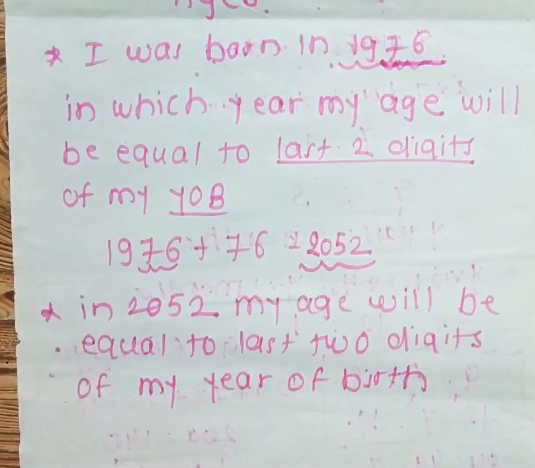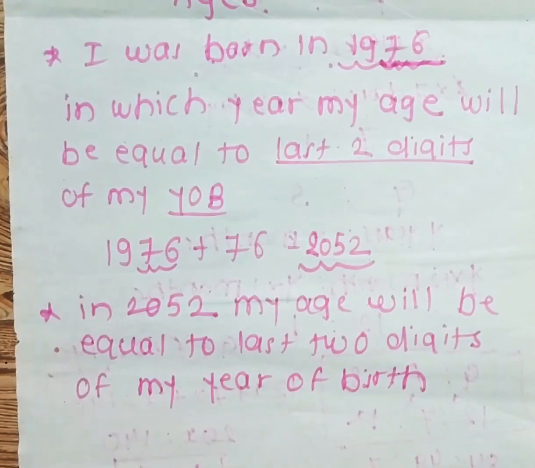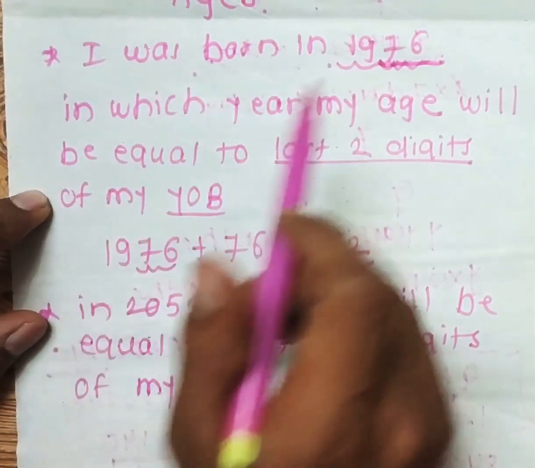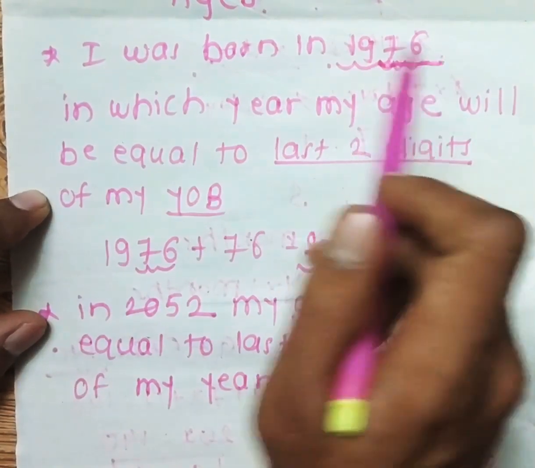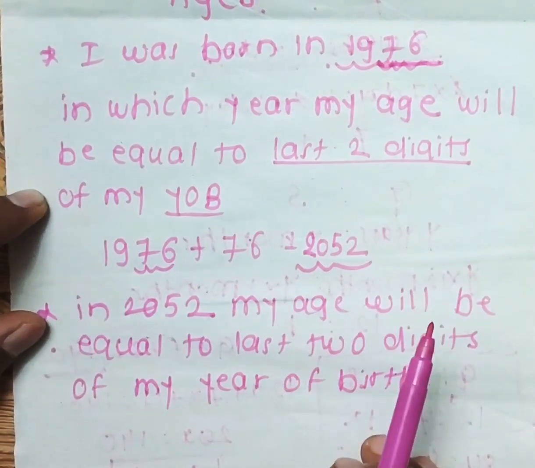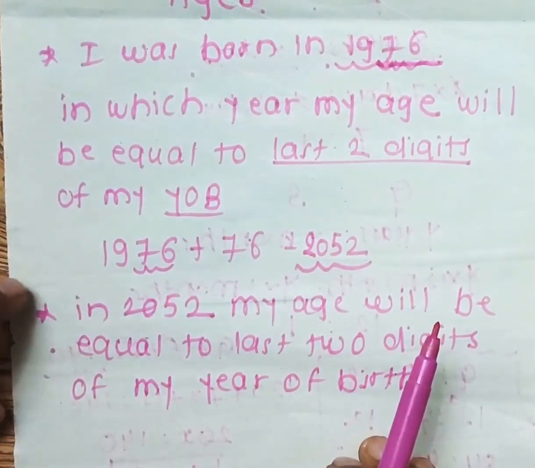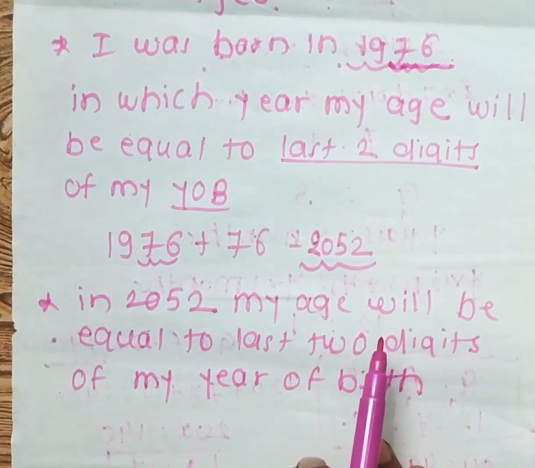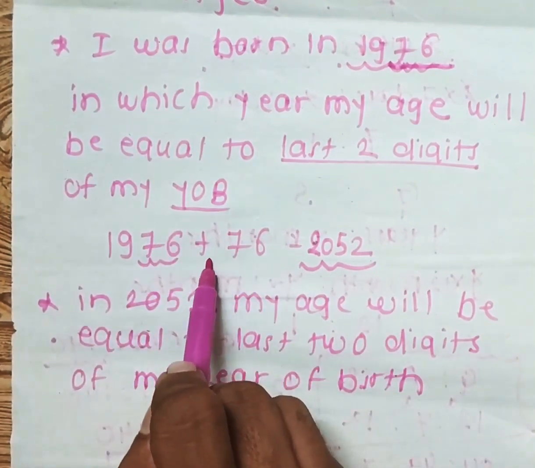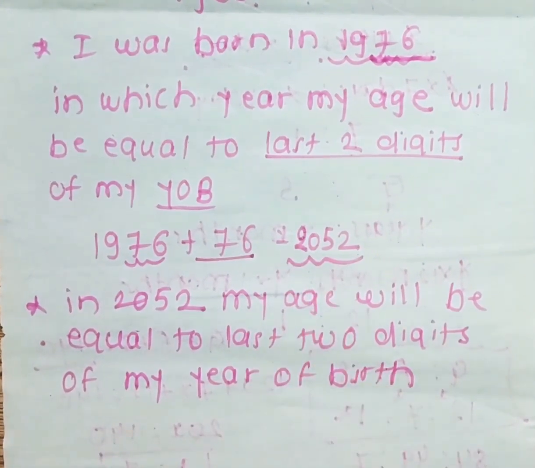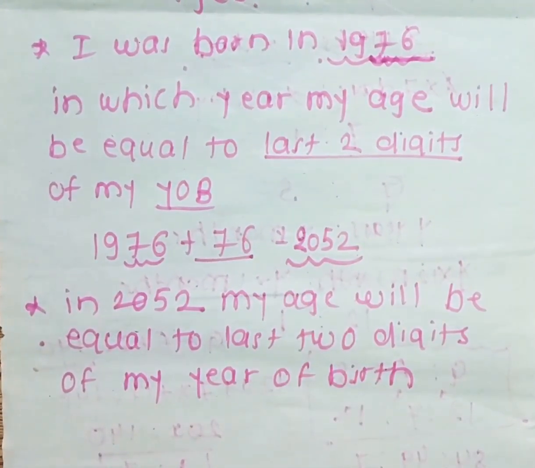If the question is like this, and then the question is in the reverse manner, what does that mean? First the question is: I was born in 1976, in which year will my age be equal to the last 2 digits of my year of birth? Simply, I was born in 1976, so the last 2 digits are 76. 76 plus 1976, I get 2052: in 2052 my age will be equal to the last 2 digits of my year of birth.